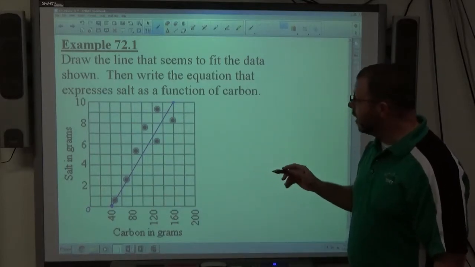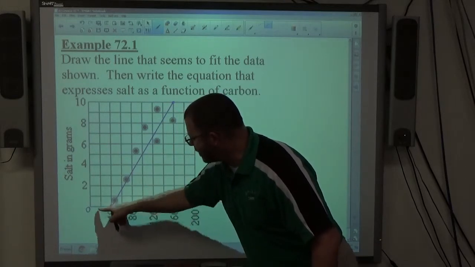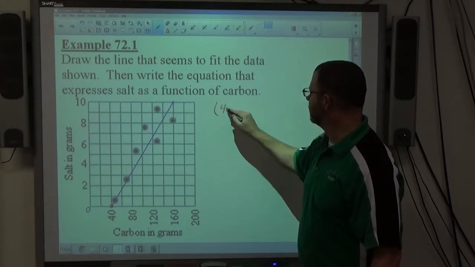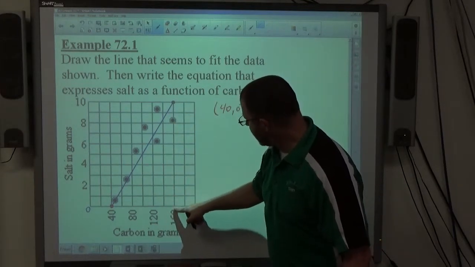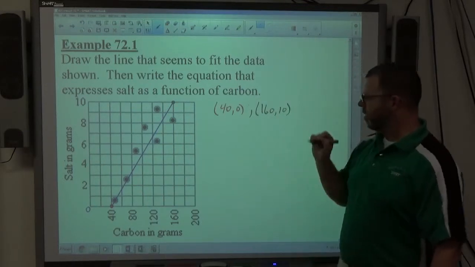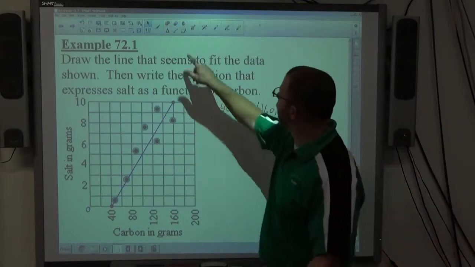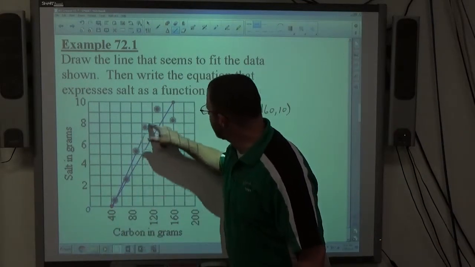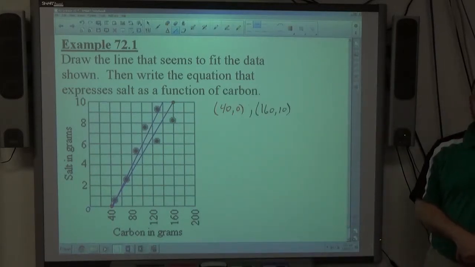So, looking at the 2 points, I'm going to use some different colors. This red point down here is 40x, 0y. And let's go with a black dot up here. That's right here, 160x, 10y. Okay, those are the 2 points I would pick. If you picked 140 comma 10, I couldn't say you're wrong. Because if you picked the same point here and came up to here, both those lines look like they fit the data pretty well, so I'm not going to argue with either one of those.